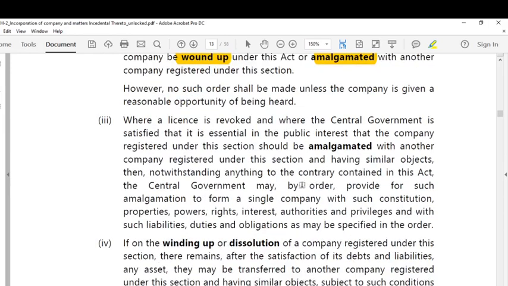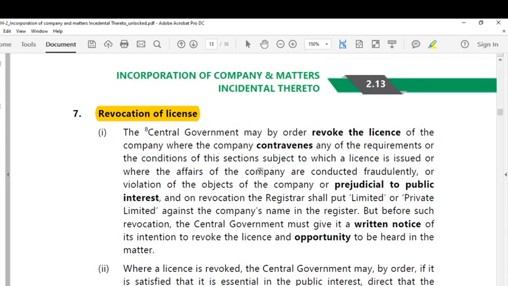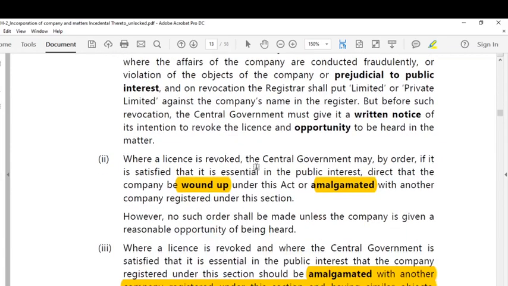And here, where the license is revoked, if the central government is satisfied and feels it is essential in the public interest, it can amalgamate the company with another company registered under this section having similar objects. So, my dear students, you have to understand that one is revoking of the license and making it either a public company or private company by suffixing the name of limited or private limited. That is one way of revoking the license and allowing it to continue as a private or public company. And the second is that as and when it contravenes the provisions, the license will be revoked and the central government can order for winding up of the business, or it can ask for amalgamating that company with some other one.